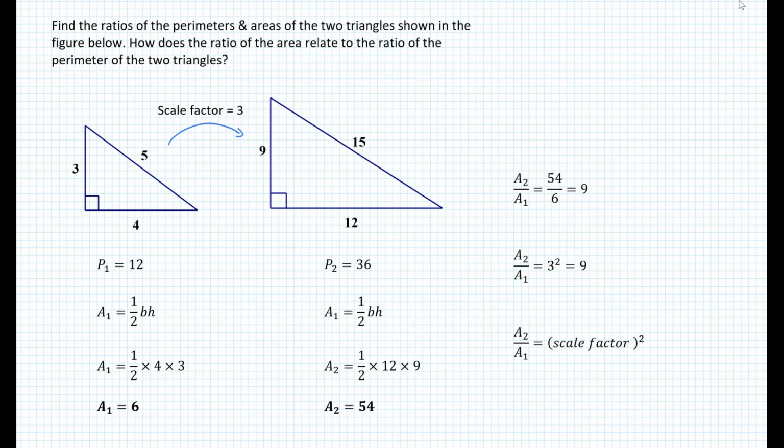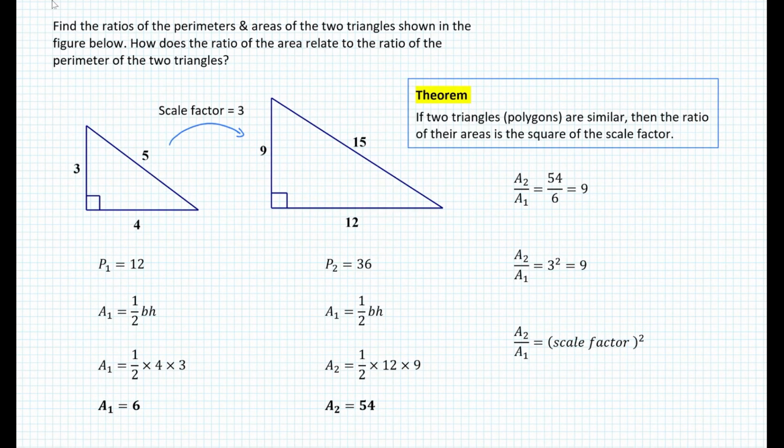Okay, so now that we have investigated this, we can introduce the theorem pertaining to the ratios of the areas. The theorem states the following: if two triangles or polygons are similar, then the ratio of their areas is the square of the scale factor. Okay, so now that we have introduced two theorems, one pertaining to the ratio of the perimeters and the scale factor, and one pertaining to the ratio of the areas and the scale factor, let's introduce one more theorem or one more concept in geometry that has to do with triangle proportionalities.